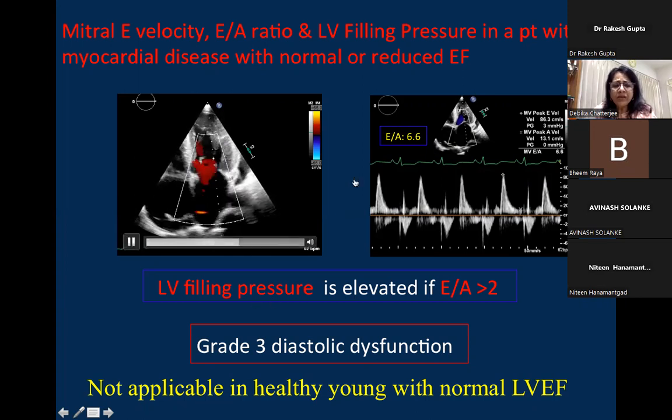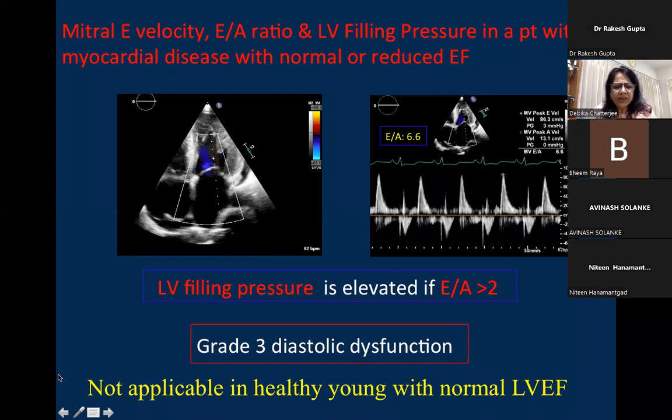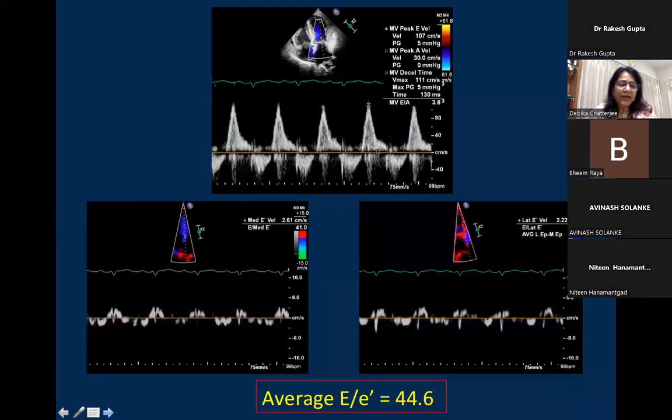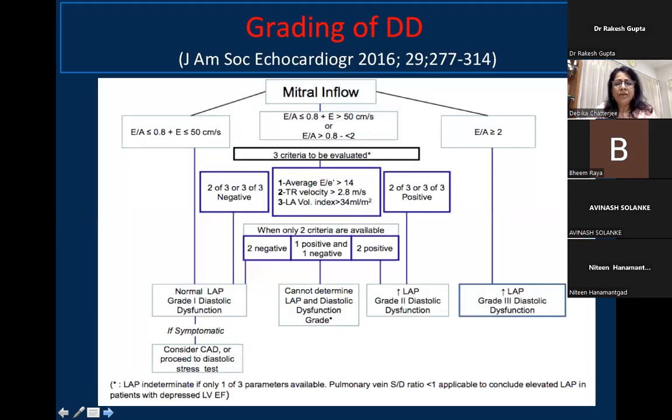Now, if we check whether this assessment is correct by looking at, as I said, LA volume index is already high, and look at the tissue Doppler velocities, very small E prime, A prime, as well as S prime. And average E by E prime is 44.6. So this patient is having grade 3 diastolic dysfunction. But we are not so lucky to get these two patterns in each and every case. Sometimes we get a pattern like this.